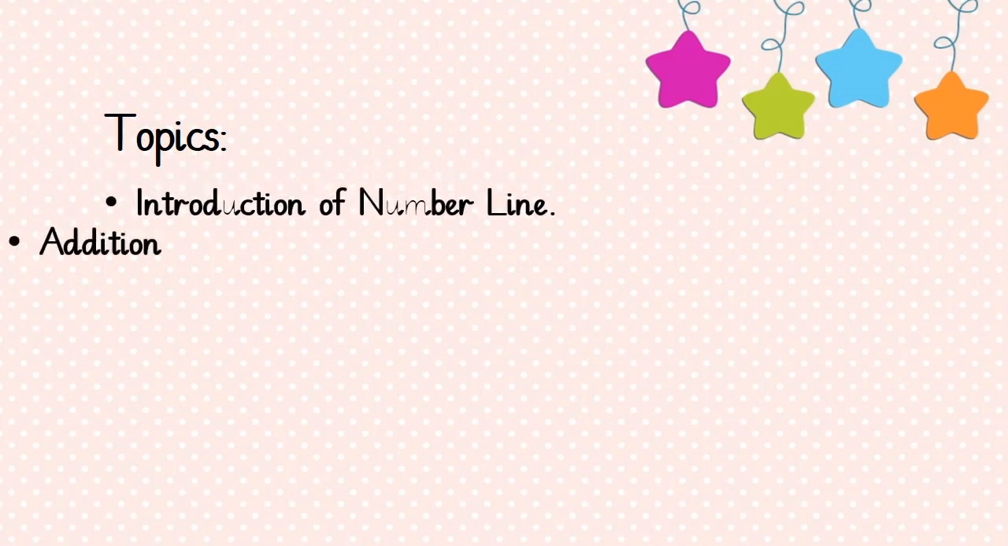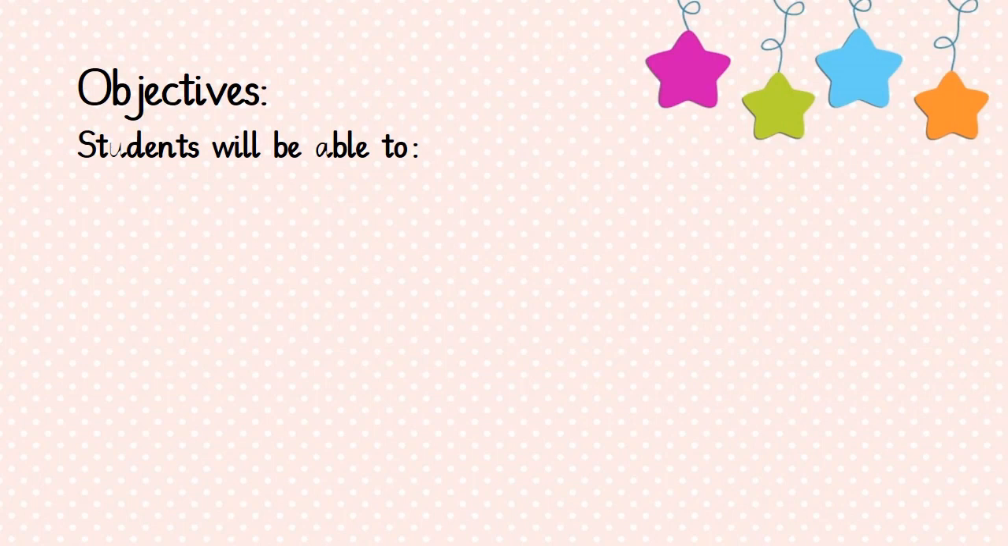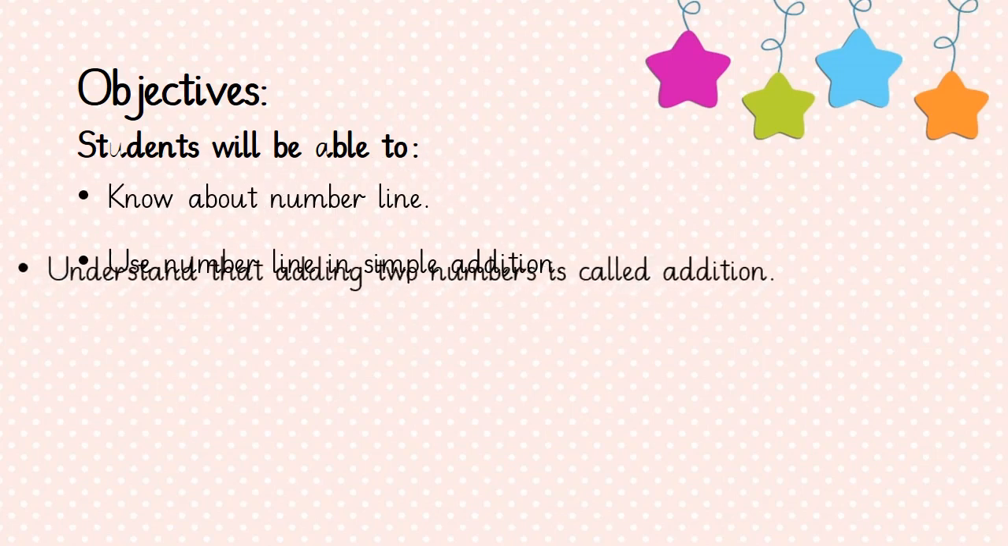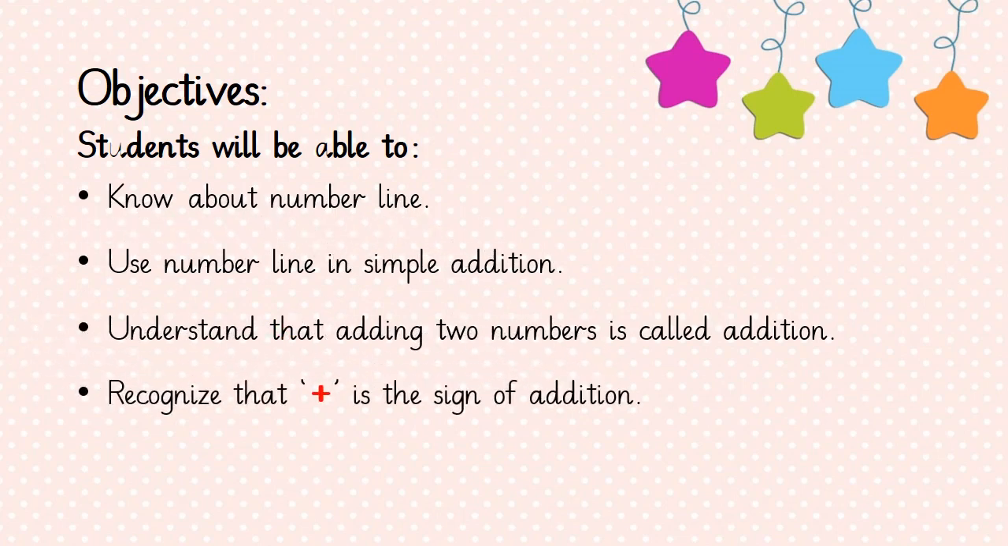Topics of today's lesson are Introduction of Number Line and Addition. Objectives of today's lesson are: students will be able to know about number line, use number line in simple addition, understand that adding two numbers is called addition, recognize that plus is the sign of addition, and add two numbers to get their sum.